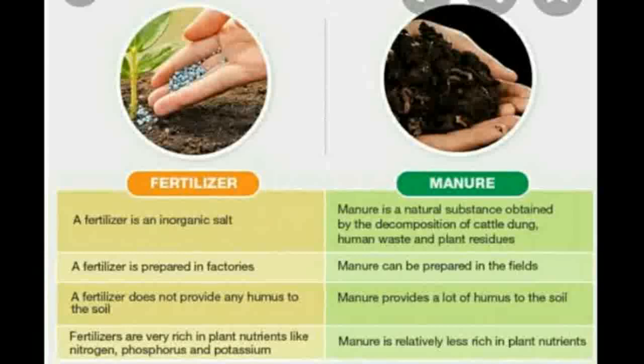The third difference is fertilizer does not provide any humus to the soil, whereas manure provides a lot of humus to the soil. And fourth is fertilizers are very rich in plant nutrients like nitrogen, phosphorus, and potassium, whereas manure is relatively less rich in plant nutrients. Example of fertilizer is urea and example of manure is compost.